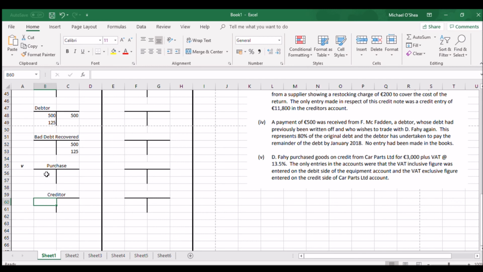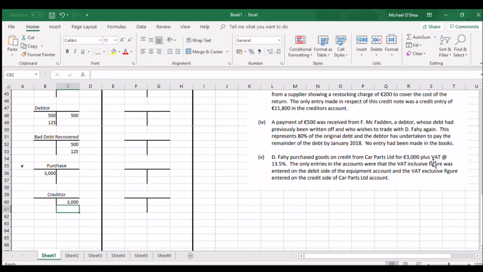What have I done? I've increased my purchases, so I'm going to debit my purchases account. But by how much? Purchases will not take into account VAT. I just want the number itself, how much the goods are worth on their own. So Fahy purchased goods on credit for 3,000 plus VAT. So 3,000 is going to go in here on the debit side as purchases because it's an expense. Creditors, I purchased off a creditor, so I owe them money. I'm going to increase my creditors by 3,000.